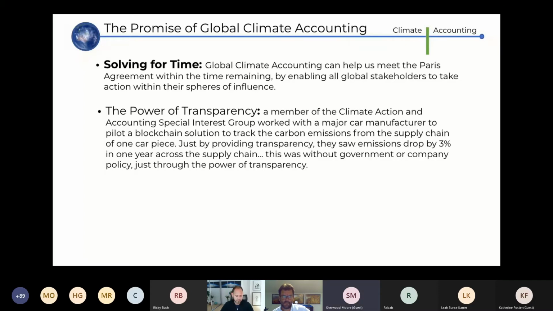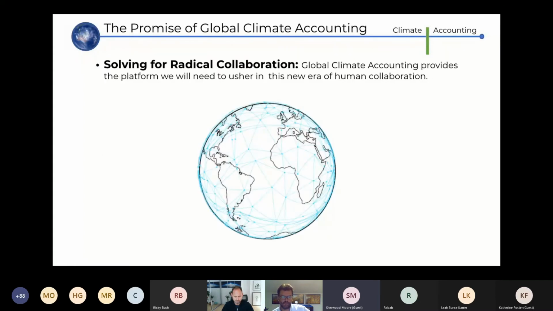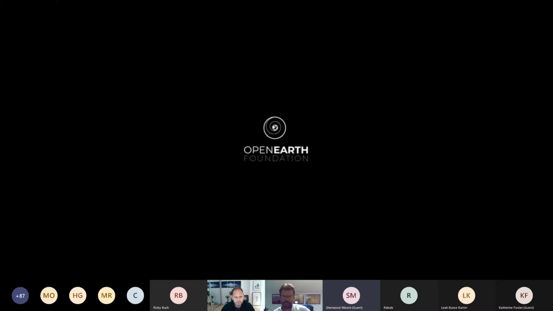And just rounding this out, global climate accounting essentially is providing the platform, the operating system, that we're going to need to usher in this new era of human collaboration. Because essentially it provides a way for us to track carbon across pretty much everything that we produce and we consume, and really begin to get our arms around this problem. So I'll pause there, and I think we were going to go into Q&A before Martin follows up with how this is actually being built, and provides some really exciting real world examples of what's being done.